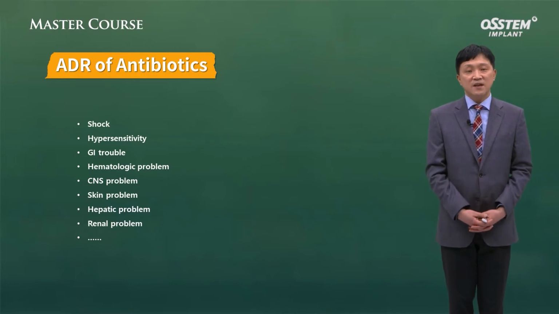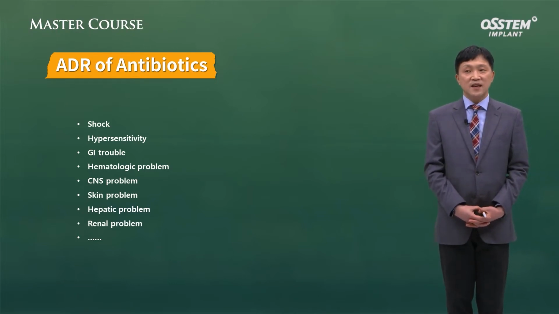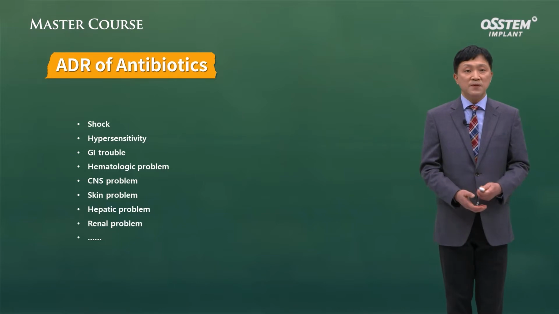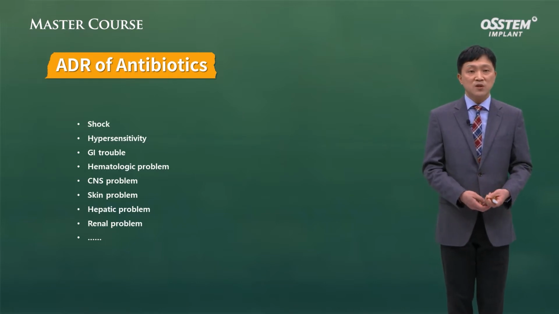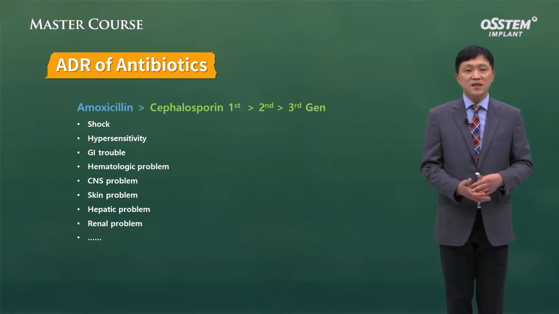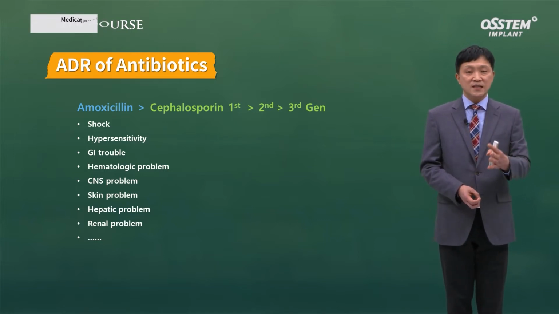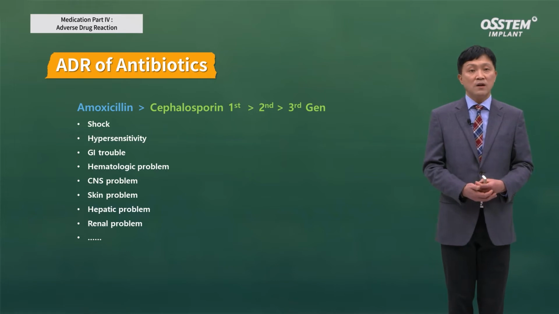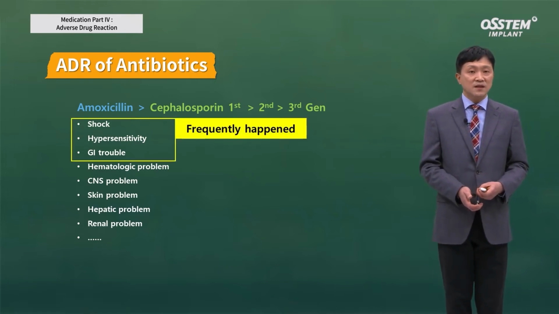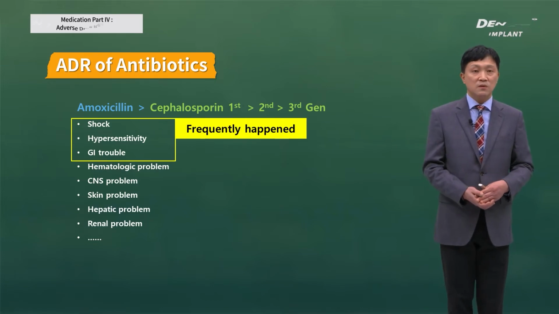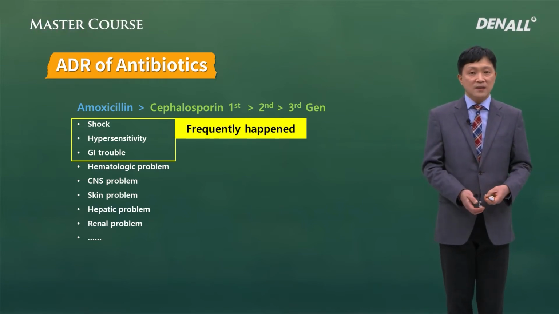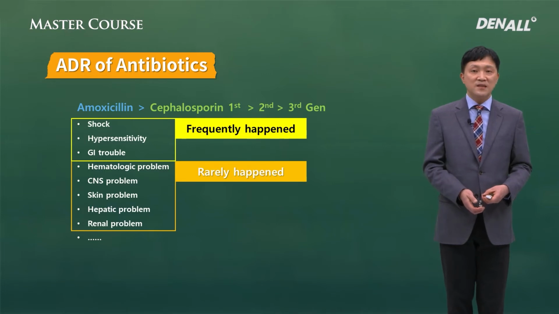Let's look at ADR of antibiotics. Shock, hypersensitivity, GI trouble, hematologic problem, CNS problem, etc. Amoxicillin shows the most frequent ADRs, followed by cephalosporin, generation 1, 2, and 3. Shock, hypersensitivity, and GI trouble happen quite frequently, and the rest happen rarely.